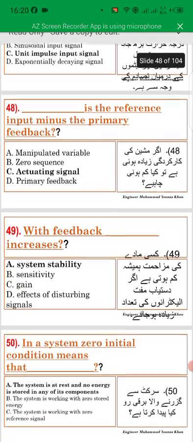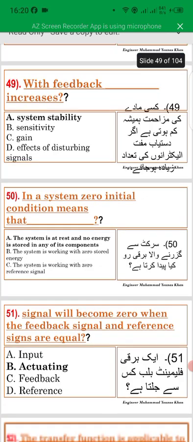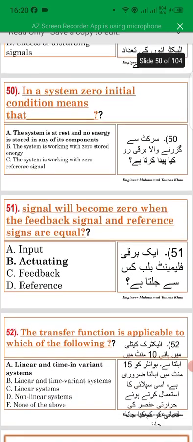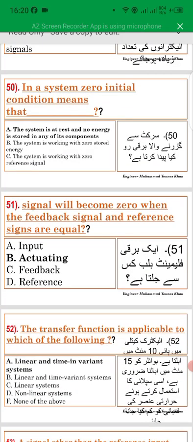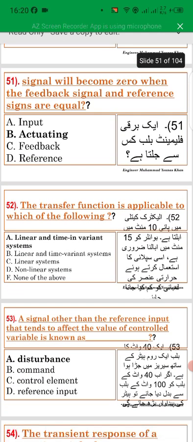Actuating signal is the reference input minus the primary feedback. With feedback, system stability increases. In a system, zero initial condition means that the system is at rest and no energy is stored in any of its components. Actuating signal will become zero when the feedback signal and the reference signal are equal.